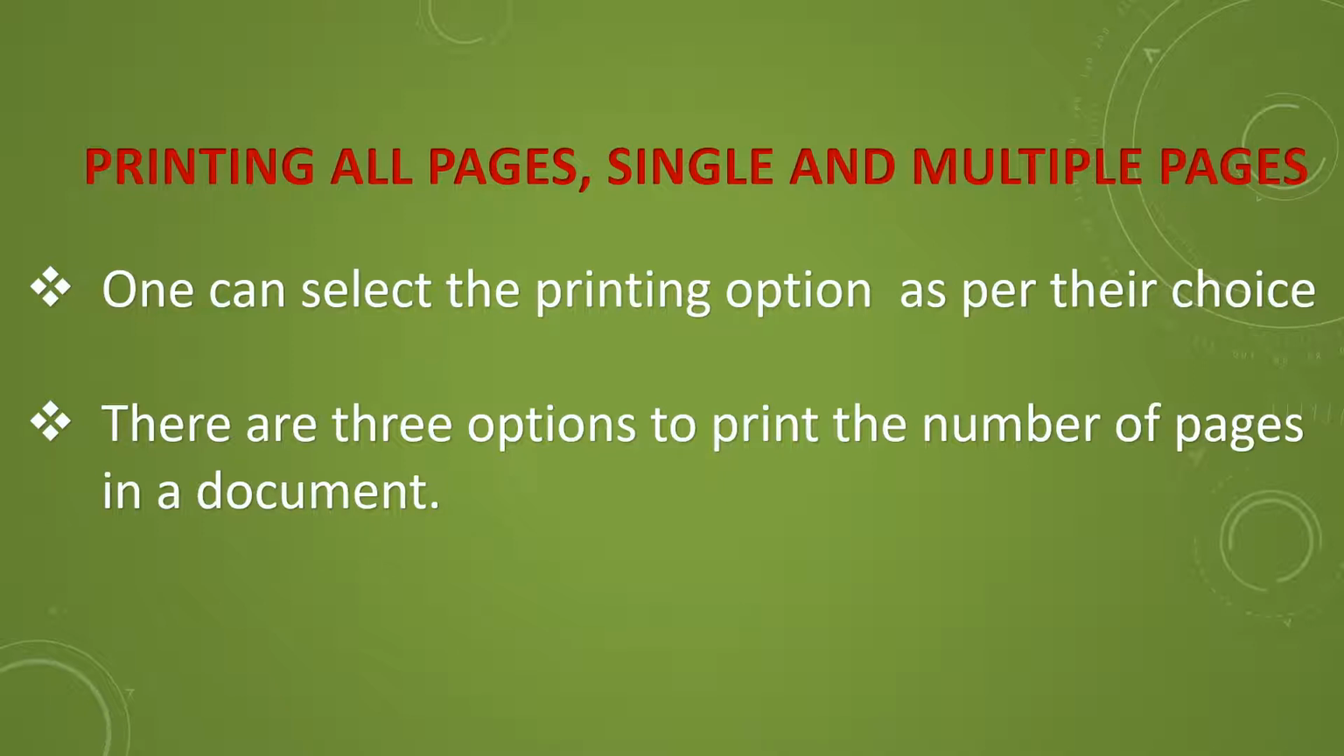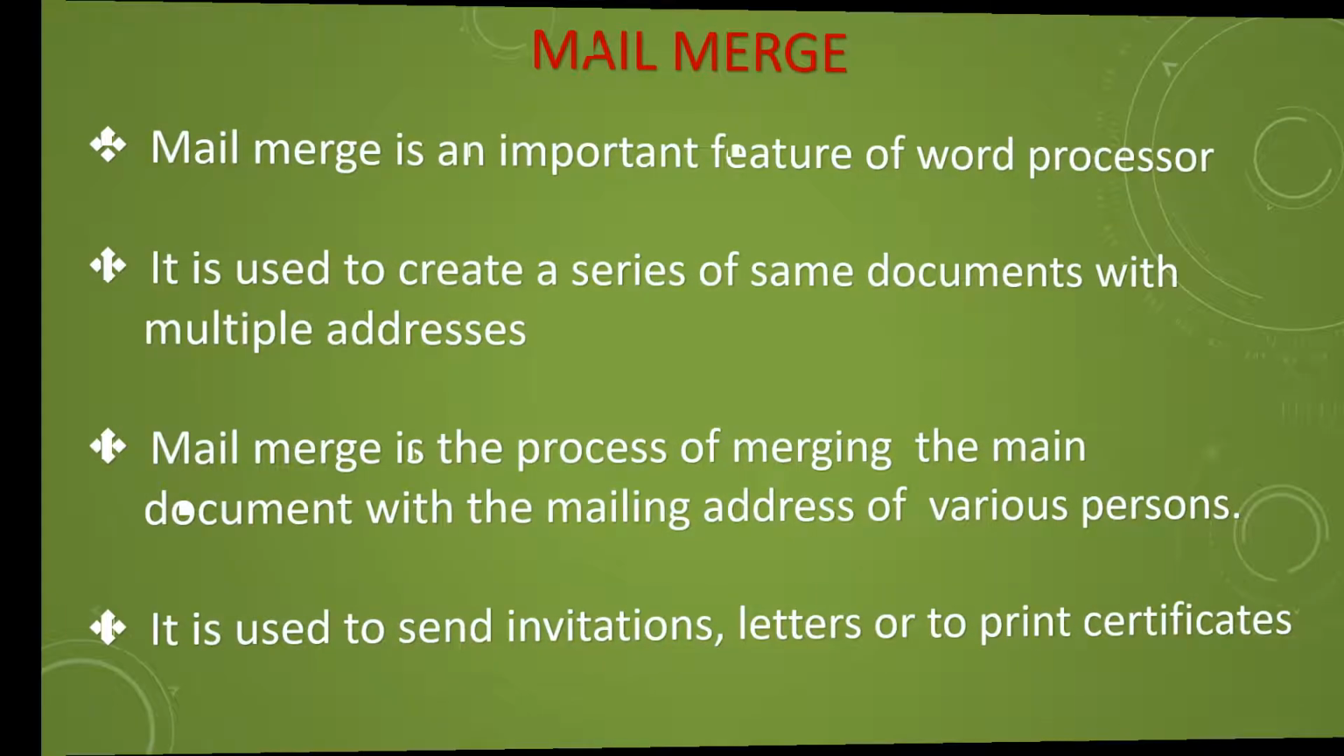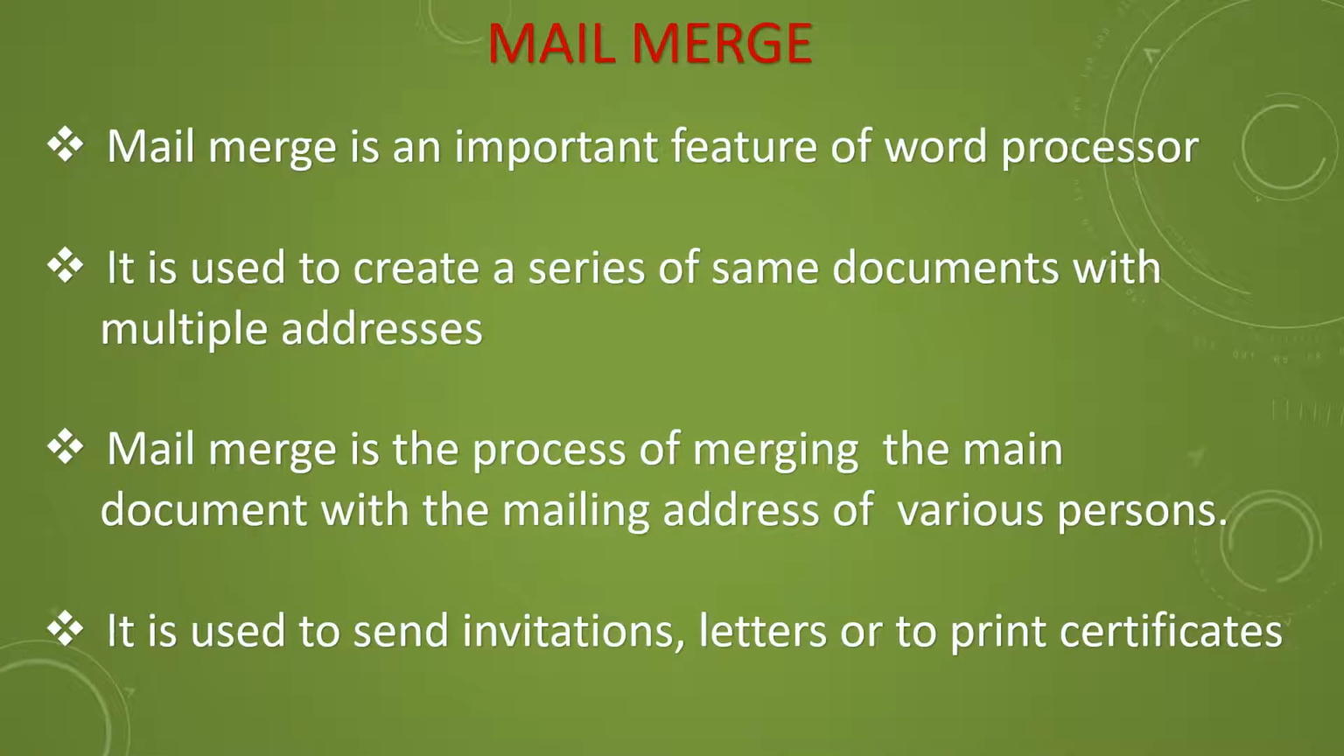If you want to print pages that are consecutive, give the range of pages, first and last page. For example, if you want to print pages 3 to 8, you have to give 3-8 like that. To print only the selected text, choose the option Selection. Likewise, you can print a single page, multiple pages or all the pages.